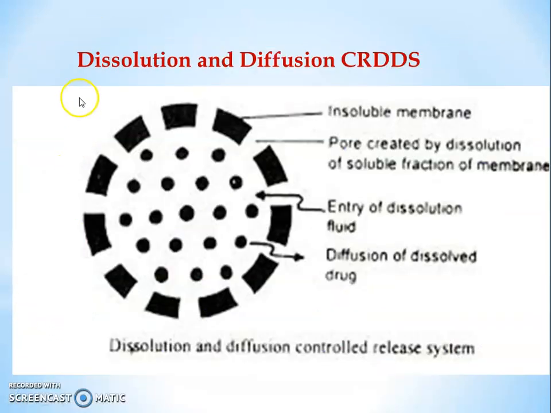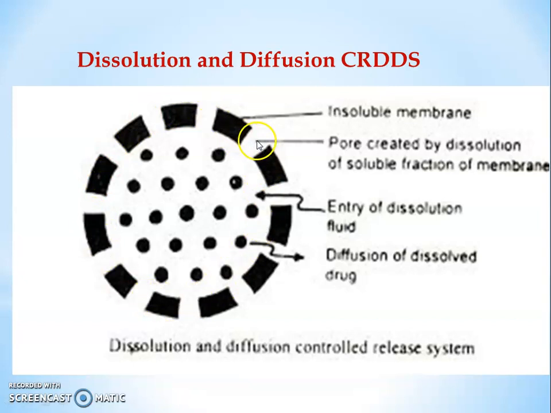This is another type of system, of dissolution and diffusion control. It is a combination of dissolution and diffusion control release drug delivery system. In this system, the drug device is fabricated using both polymers, a water soluble polymer and a water insoluble polymer. The drug is dispersed and coated with a layer of a combination of water soluble and water insoluble polymer. When these systems come in contact with water, what happens? See here, this outer layer becomes somewhat dotted.